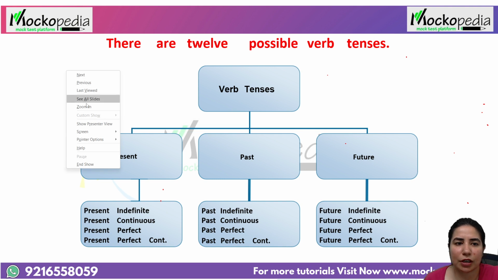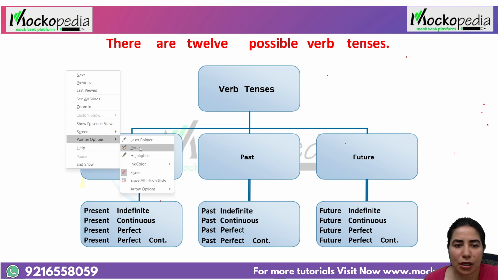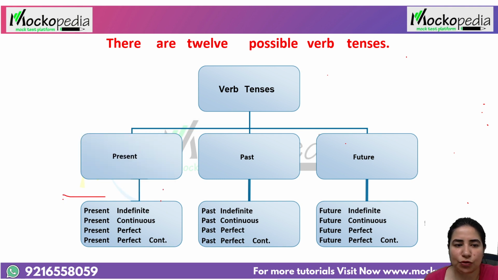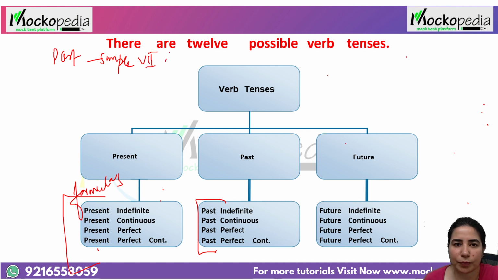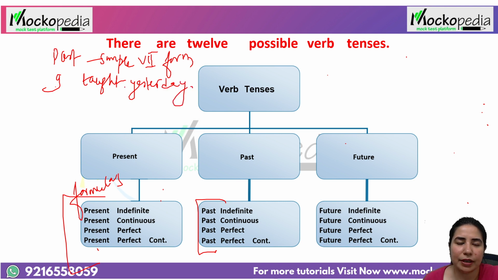Chalo. So let's try and learn about the past categories. So these four categories, the formulas I've already given you, right? Now let's talk about past. So past simple, that will be the first category, will be verb second form. Okay. So it will be I taught yesterday. It's an action that has already happened, right? So this is past, simple past.